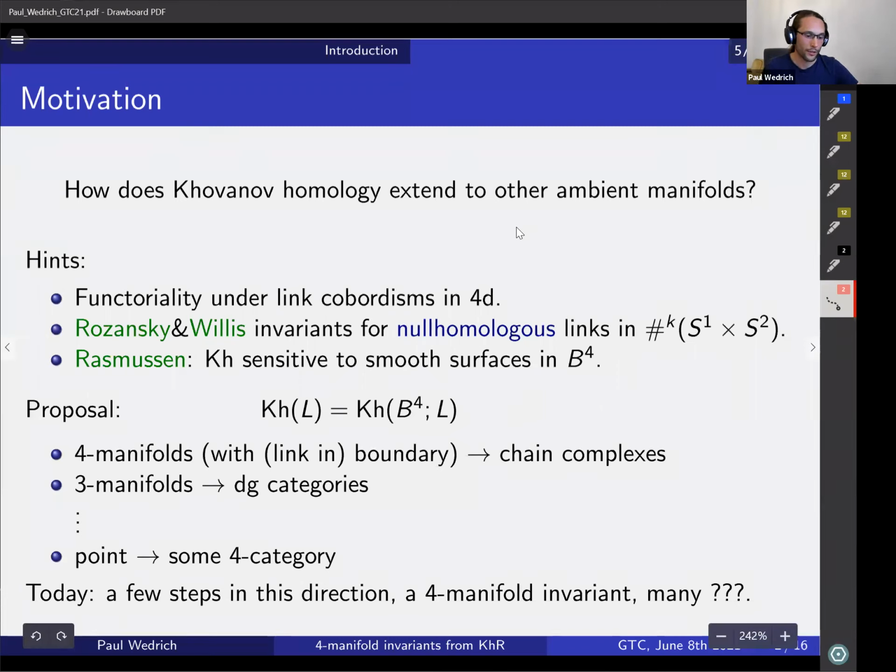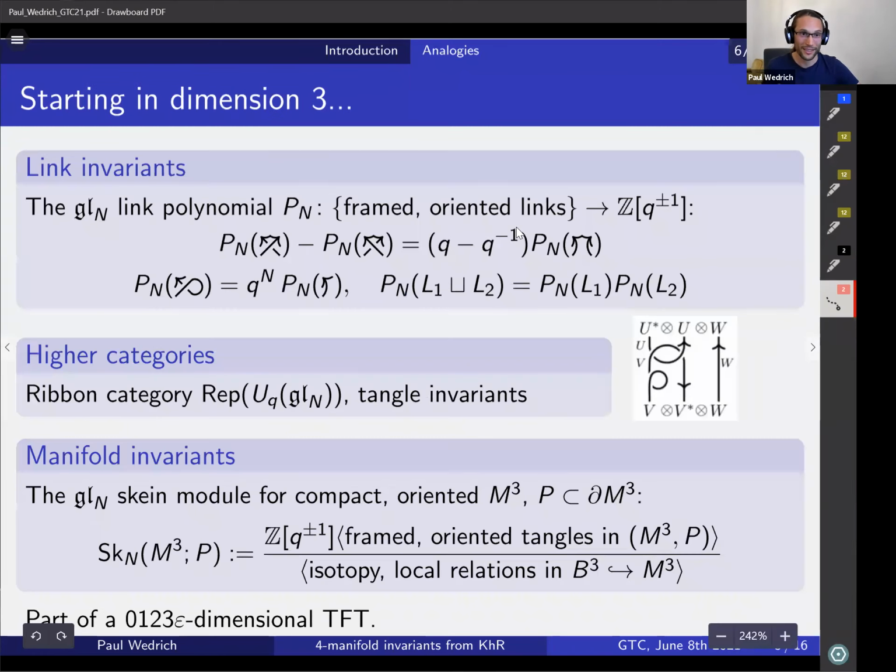Okay, so to motivate what kind of four-manifold invariant I'm going to show you, I have to start in dimension 3. I want to describe the analogous constructions in dimension 3 to warm up. There are 3 mathematical concepts which are very closely related and which will guide us to these manifold invariants. On the one hand, link invariants; second, higher categories; and third, manifold invariants.